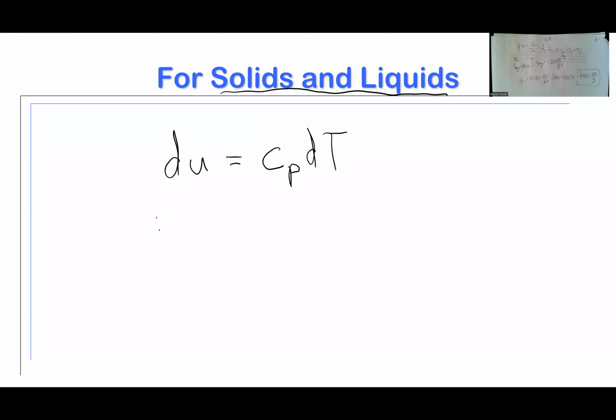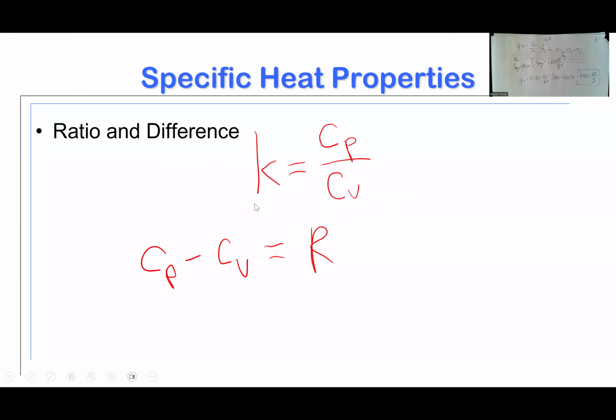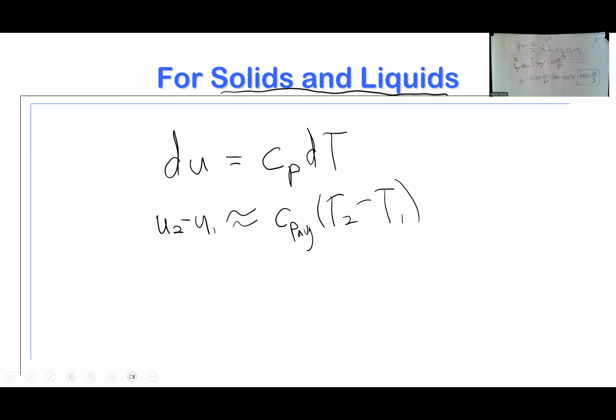What that means is that the change in internal energy is going to be approximated by C sub P at the average temperature times the change in temperature. If I can find C sub P at different temperature values, then I would just take the average temperature, find C sub P at the average temperature and multiply by the change in temperature. That gives me a very good approximation for delta U.